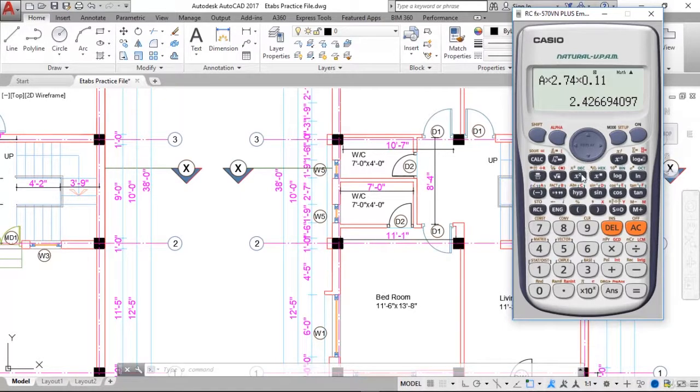So now we multiply this value with 0.7, because due to the openings we only consider 70% of the wall, right? So we get the answer as 1.698, and we multiply it with 19.2, that is the unit weight of the brick. So now we get the value as 32.61, right? So this is the load due to these walls. Okay, so 32.61 kilonewton, the load due to these walls. Okay, so now we store this value in alphabet A.